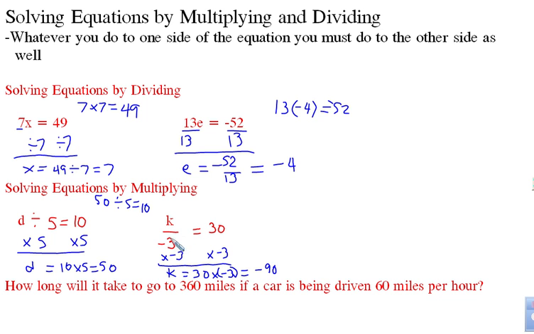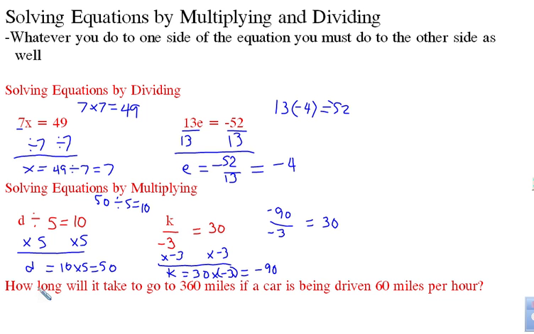And now we've got just this last one. It makes sense that negative 90 divided by negative 3 is equal to 30. Yep. That makes perfect sense.